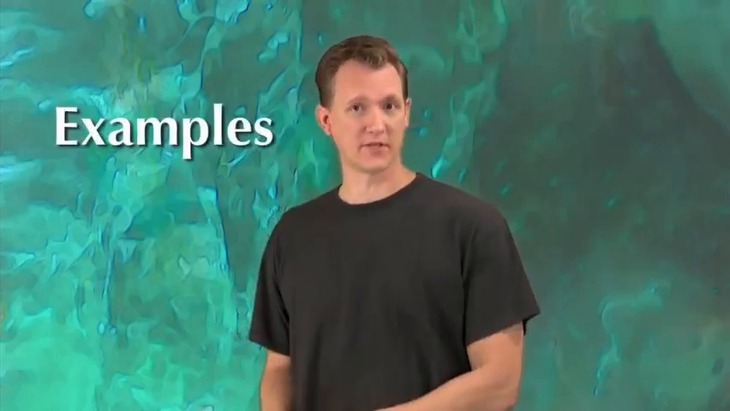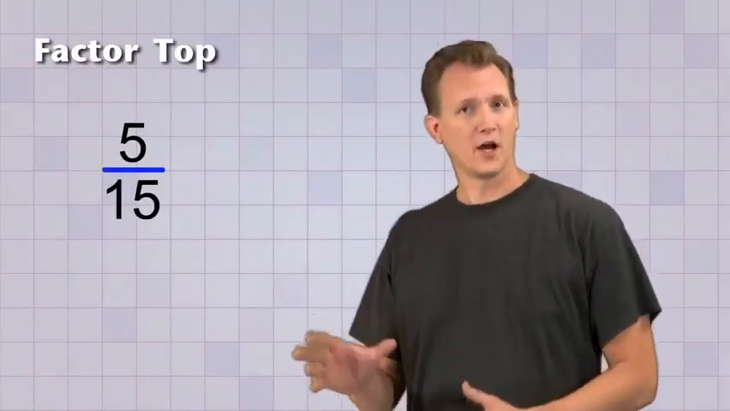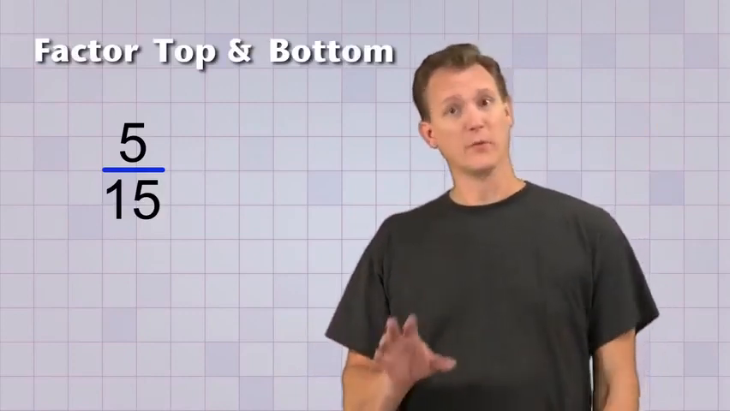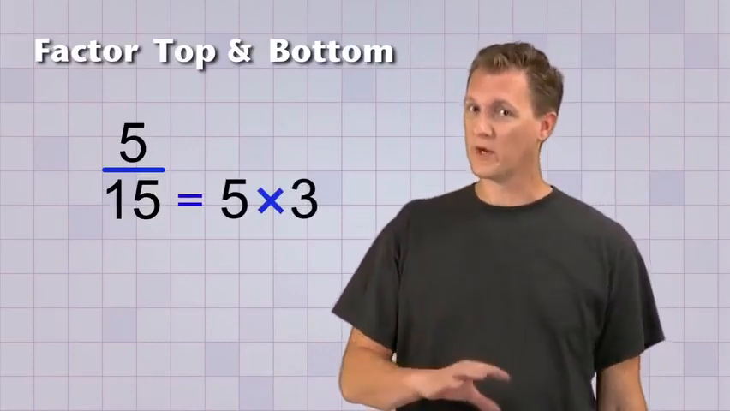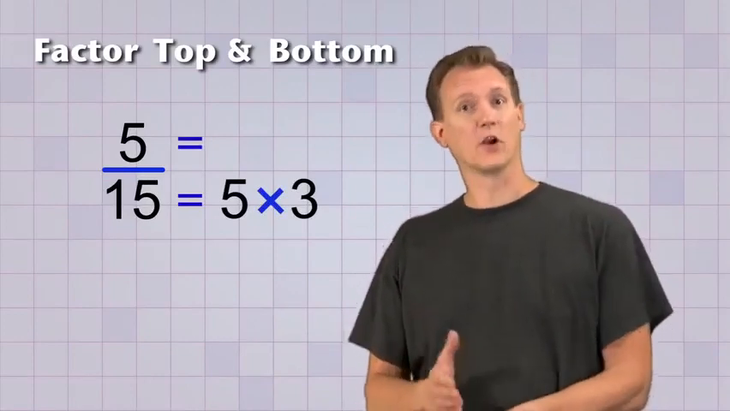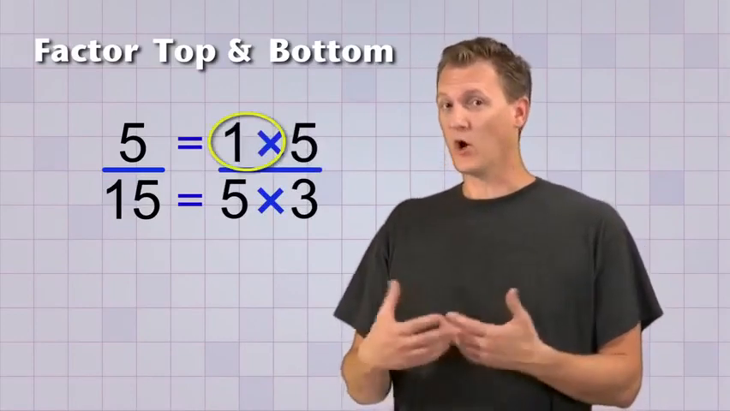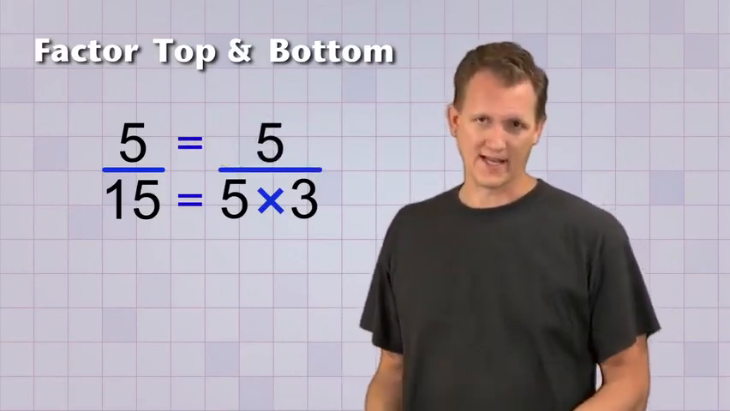In this video, we're going to see a couple examples of how we can use that procedure to simplify fractions. Let's start with an easy one. Let's simplify the fraction 5 over 15. Step 1 is to factor the top and bottom numbers. So, we know that 15 factors into 5 times 3. And 5 is a prime number. That means its only factors are 1 and itself. But 1 is always a factor, so we don't need to write that down.